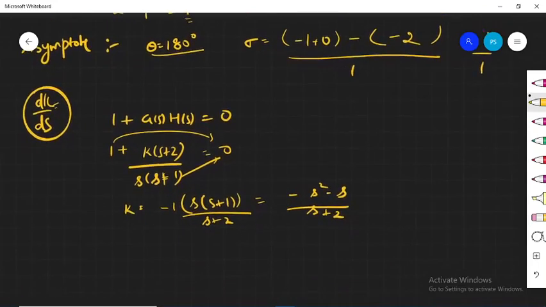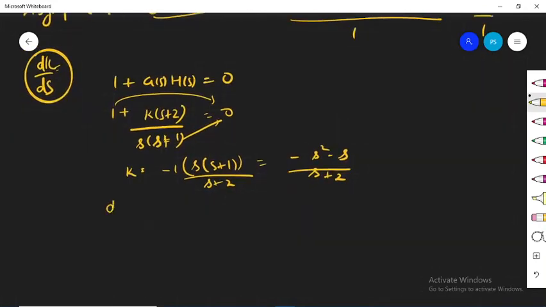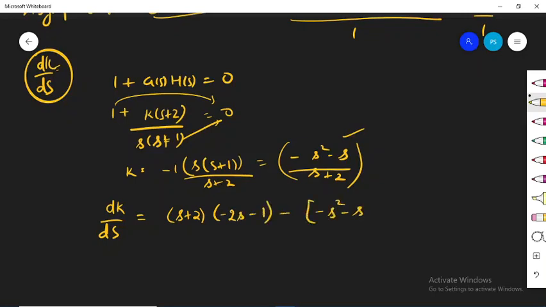Now to find out the breakaway point, I have to do dk by ds. Differentiate this k with respect to s. So dk by ds for this function will be the denominator multiplied by the differentiation of the numerator, so it will be minus 2s minus 1, minus numerator, that is minus s square minus s, into the differentiation of the denominator. So s plus 2's differentiation will become 1, divided by s plus 2 the whole square, and this should be equated to 0. This should be the condition which is applied to find out the breakaway or break-in point.